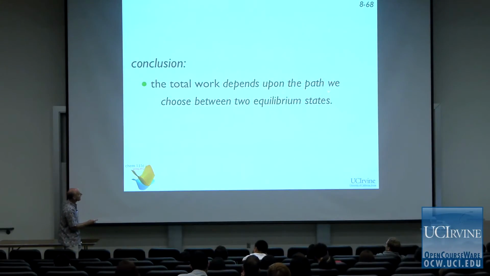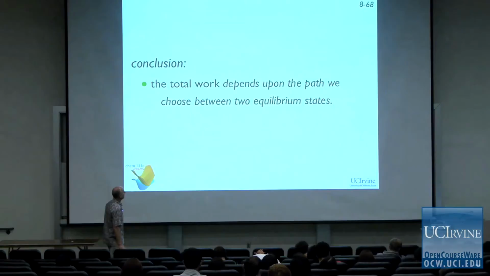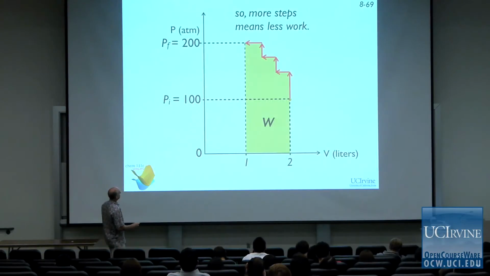The total work depends upon the path that we choose between 2 equilibrium states. This is a very important point. The amount of work that you have to do to traverse from an initial equilibrium state to some final equilibrium state, that's not a conserved quantity. It depends on the path that you take. It's a path-dependent quantity. That's a very important message of thermodynamics. So, in principle, more steps means less work.